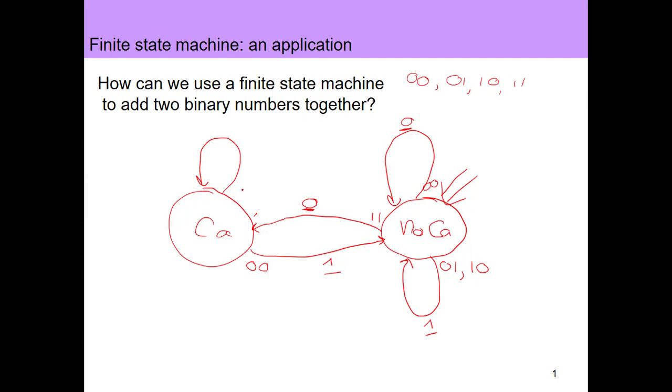If I have a 0, 1 or a 1, 0, then I got a carry and I still have a carry. 1, 0 plus 1 gives me a 0 plus a carry. So the output will be a 0 and I stay carrying. And I have 1 left. So if I get the input symbol 1, 1 and I had a carry, then 1 plus 1 plus 1 in fact makes 1 again. But I keep carrying, so I keep in this state.